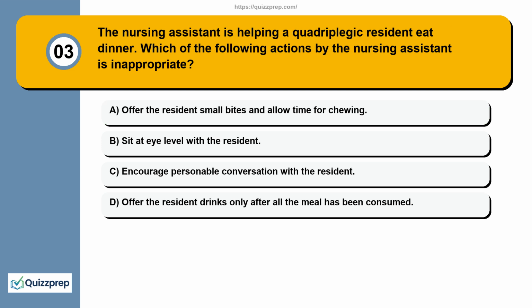Question 3. The nursing assistant is helping a quadriplegic resident eat dinner. Which of the following actions by the nursing assistant is inappropriate? Offer the resident small bites and allow time for chewing. Sit at eye level with the resident. Encourage personable conversation with the resident. Offer the resident drinks only after all the meal has been consumed.